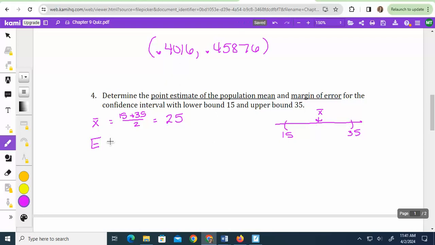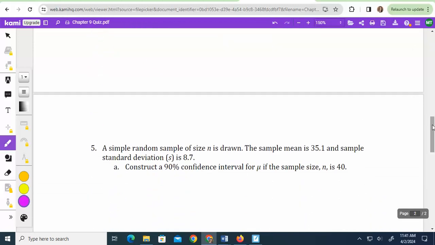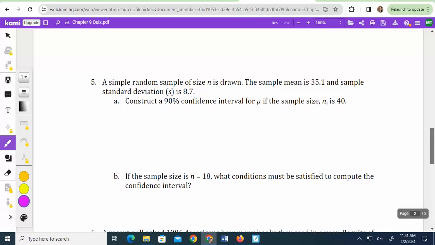So how do we find the error? Subtract. You can do 25 minus 15 or 35 minus 25. It doesn't matter. You should get the same thing. So our error was 10. Few more. Any questions on these so far? Is it coming back to you?